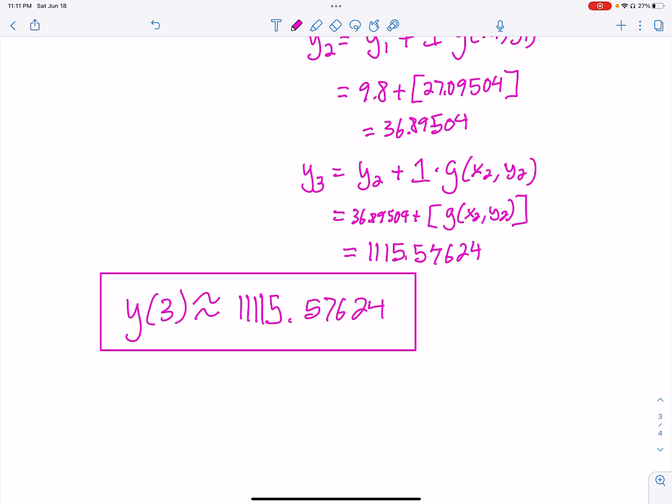So this is Euler's method. Again, it does not help us find curves. It does not help us find solutions. All it does is help us approximate a value plugged into a curve of a DE.